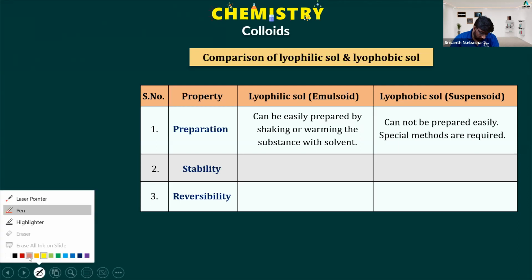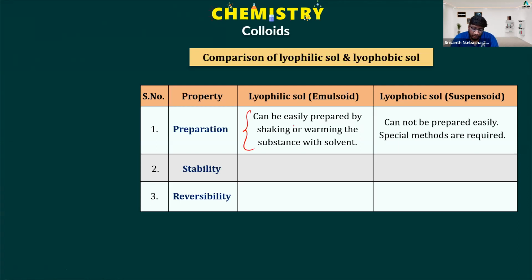Like you can think of this, lyophilic sol can be easily prepared by shaking or warming the substance with solvent. But lyophobic sol, to prepare lyophobic sol, special methods are required. Cannot be prepared easily. Special methods are required. Stability, which is more stable, lyophilic and lyophobic? More stable due to attraction.